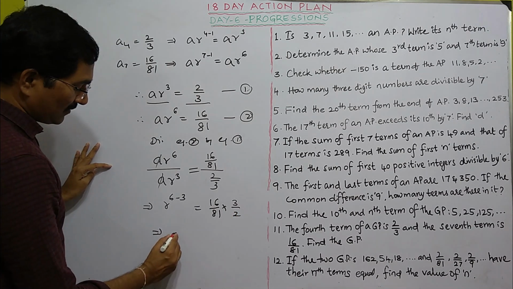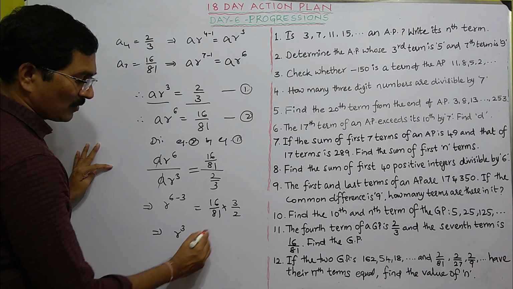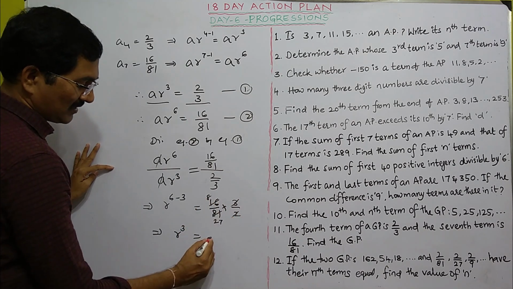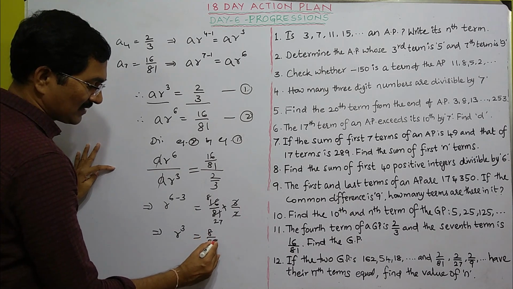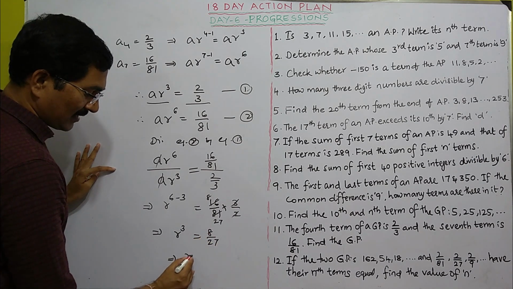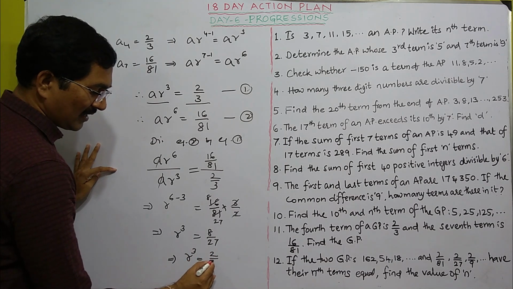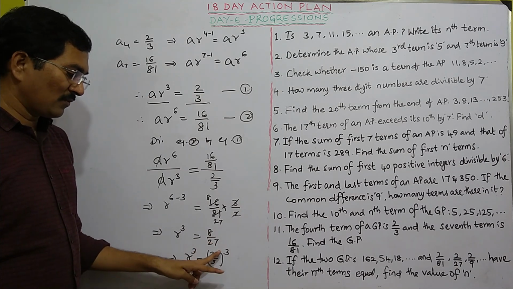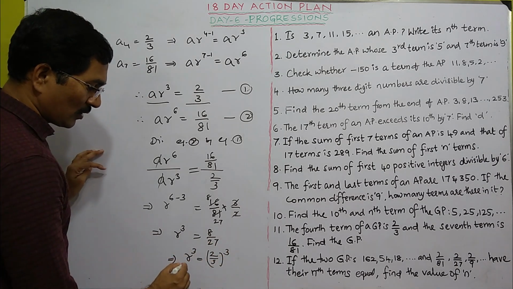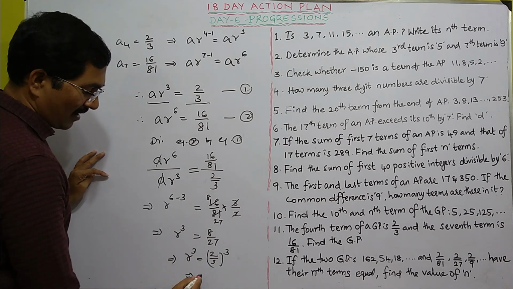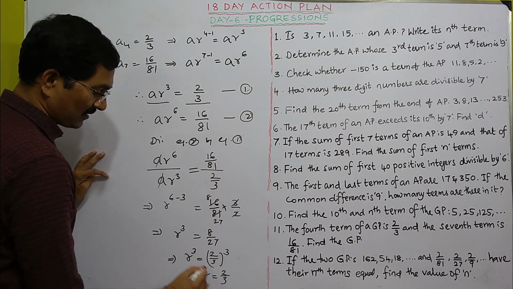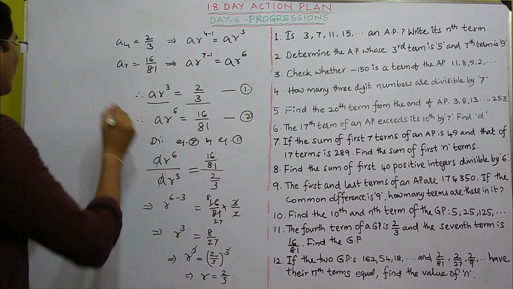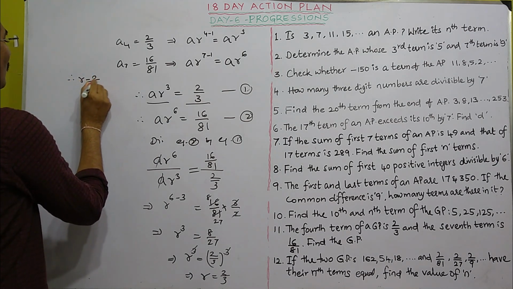If you see properly, this will be r cube, which will be equal to 3 ones are 3, 3 twos are 6, 3 sevens are 21, 2 ones are 2, 2 eights are 16. So this is nothing but 8 by 27. And if you think a little more, it becomes 2 by 3 whole cube. Yes or no? 2 cubed is 8, 3 cubed is 27. So both of them cubed, therefore I am writing like this. Now applying cube root on either side, we get r is equal to 2 by 3. You can simply cancel like this. The same powers can be cancelled on either side. So r is equal to 2 by 3. Therefore we found r is equal to 2 by 3.